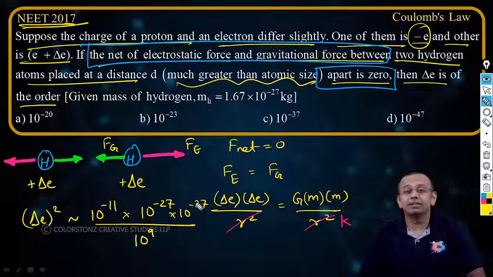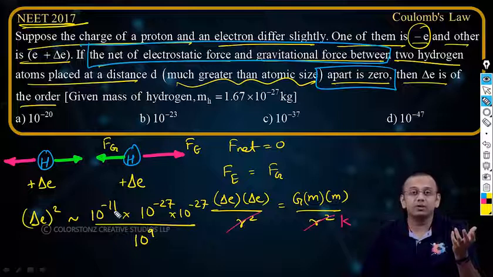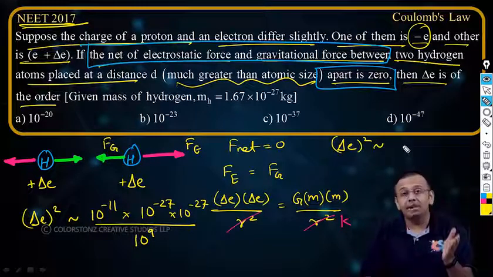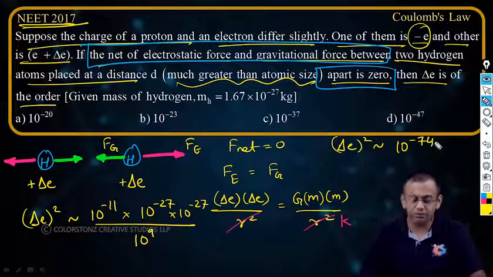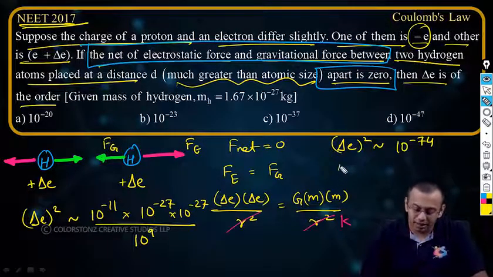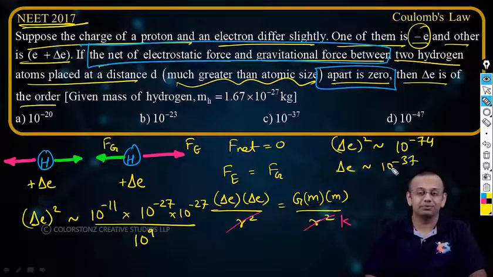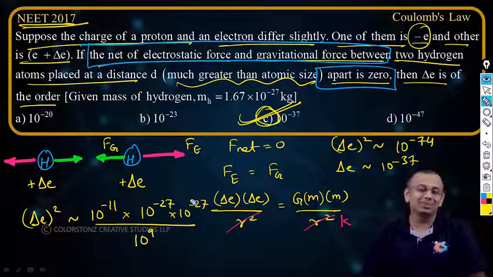Minus 27 minus 27, minus 54. This 9, if I send to the top, it will become minus 11 minus 9. So minus 20. So delta E whole square is coming of the order of minus 20 minus 54. So that is minus 74. And therefore delta E will come of the order of 10 power minus 37. Option C matches with that, and that will be the correct answer.